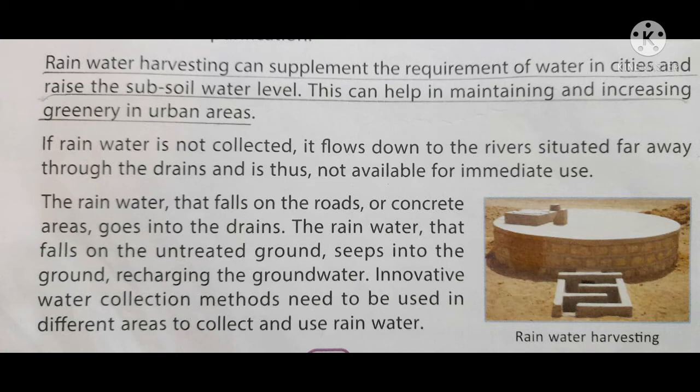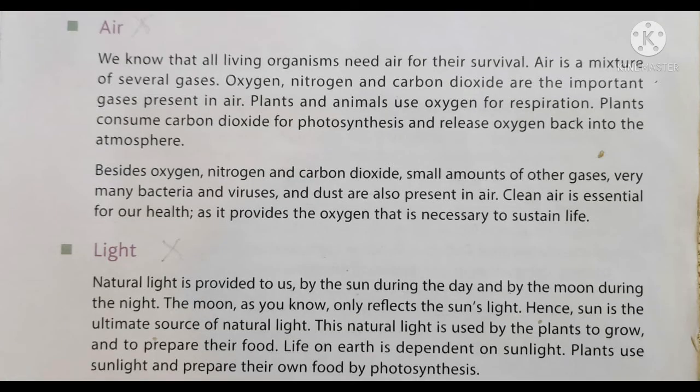So our next example of abiotic components is air. So let's see the air. We know that all living organisms need air for their survival. Air is a mixture of several gases. Oxygen, nitrogen, and carbon dioxide are the important gases present in air. Plants and animals use oxygen for respiration. Plants consume carbon dioxide for photosynthesis and release oxygen back into the atmosphere.